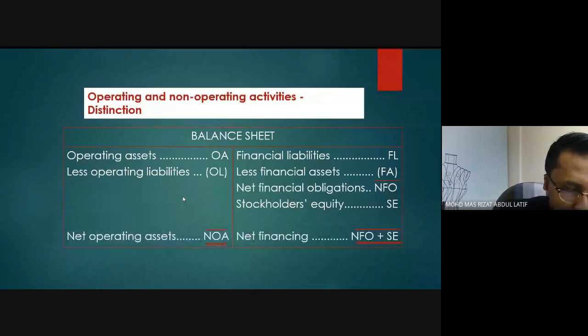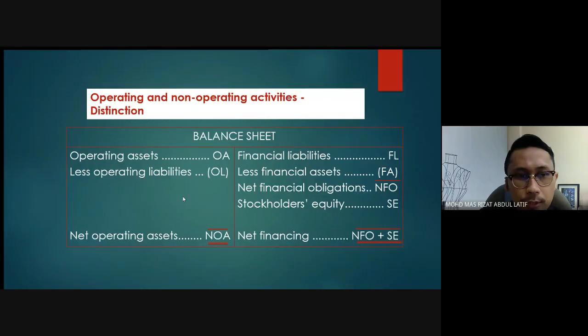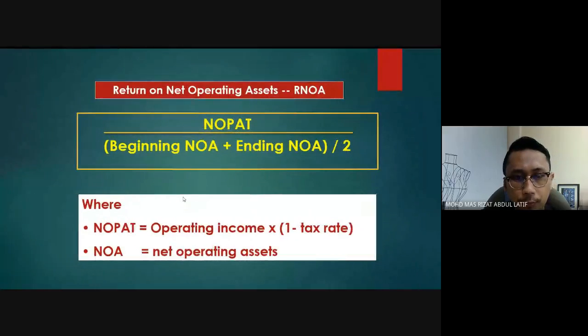Okay, go straight away to page 466 under return on net operating asset. So ni yang saya tunjuk tadi lah, formula ROE just now. So return on net operating asset is computed as follows. So net operating profit after tax divide with the average net operating asset.